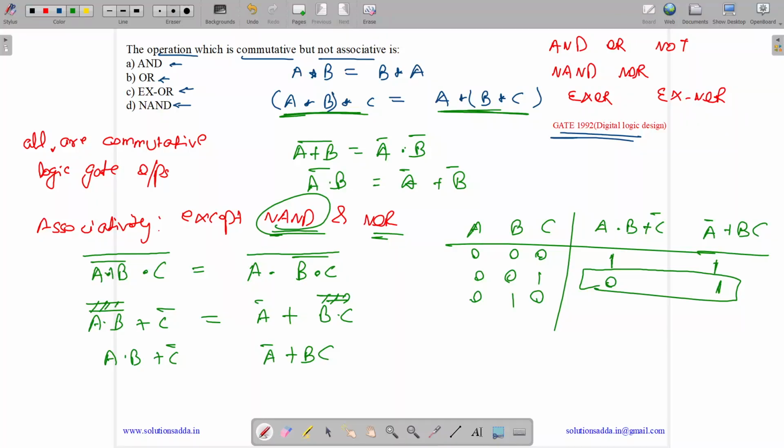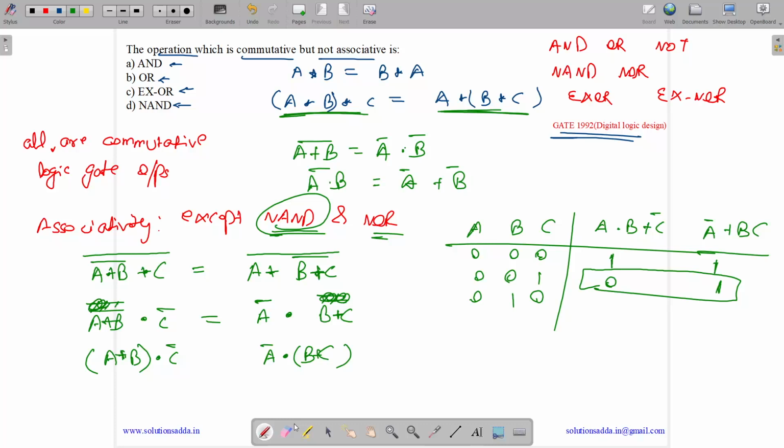Now let us see NOR. So for NOR, we just have a plus in place of a dot, and a dot in place of a plus. So we have (A plus B) double complement, and it comes out to be dot C complement, A complement dot, and we have (B plus C) double complement. Double complements cancel out. So we have A plus B into C complement, and we have A complement into B plus C.